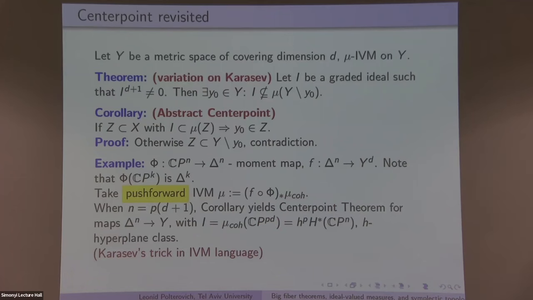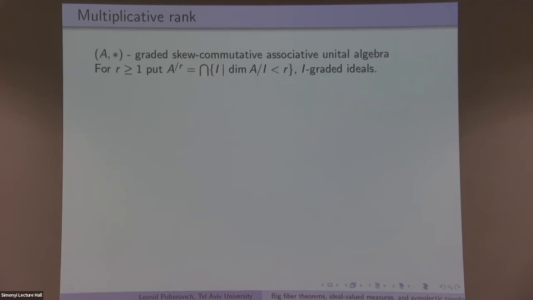Okay, very good. So then the next move, multiplicative rank. It's a very strange definition of Gromov, but surprisingly efficient. So again, we have this algebra. And let's denote by A/R the intersection of all graded ideals of codimension less than R. So Gromov's rank is the maximal R such that A/R to the power D is not zero. And there is a very cheap observation that A/1 equals A. So somehow this rank is always positive.